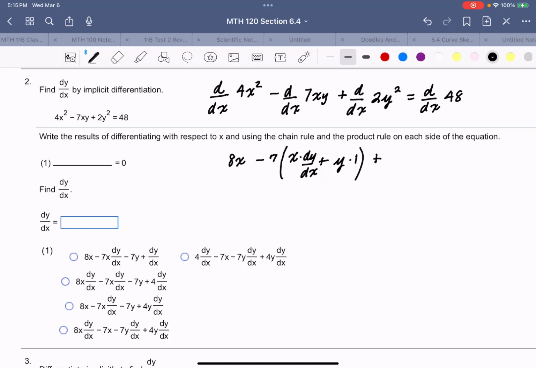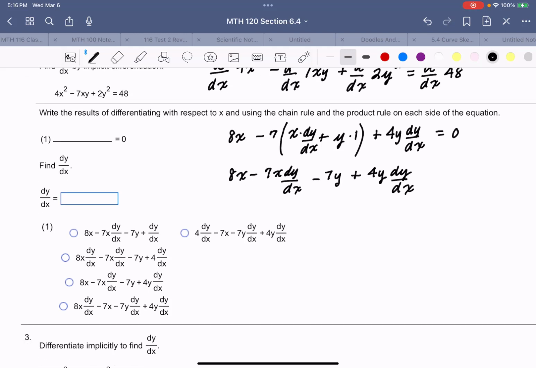Then I have to take the derivative with respect to x of 2y squared. That's going to be a 4y, and then the derivative of y with respect to x, and then the derivative of a constant is 0. So let me go ahead and write this out. 8x minus 7x dy dx minus 7y plus 4y dy dx. So we're going to make our choice.